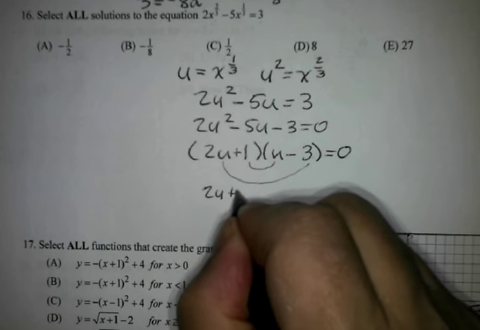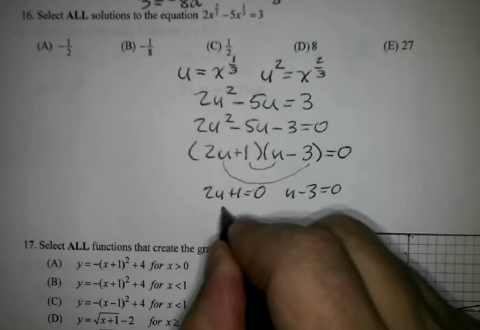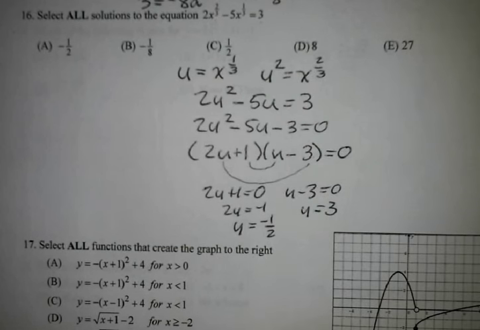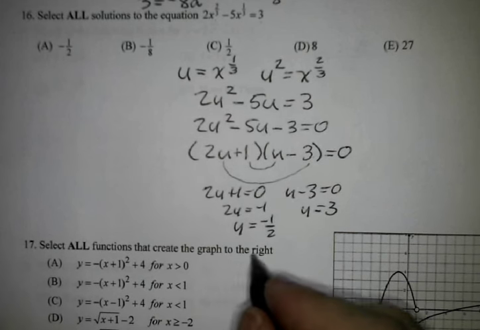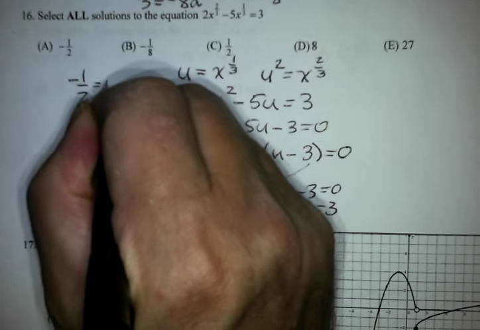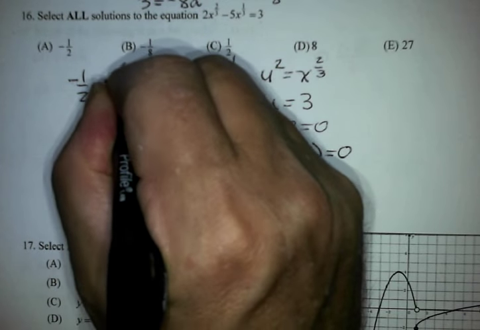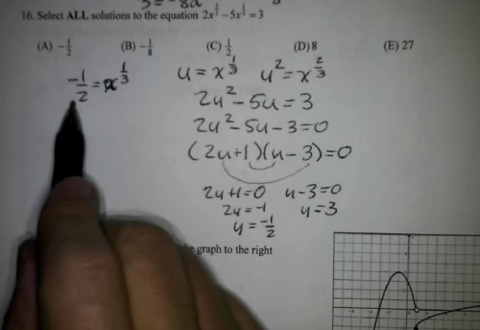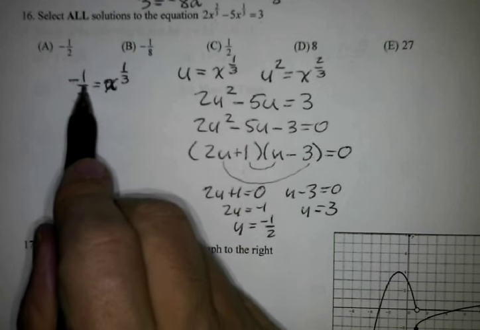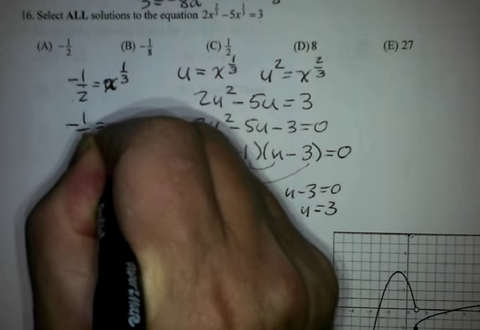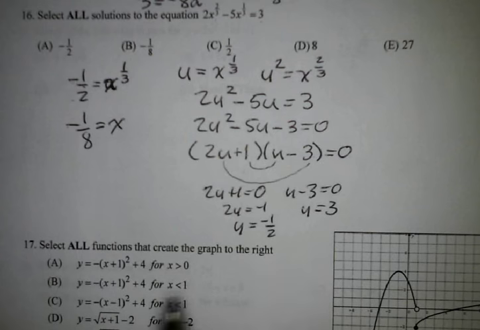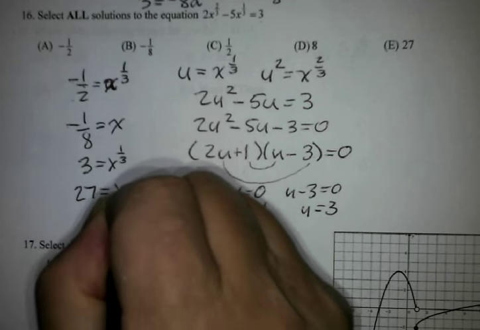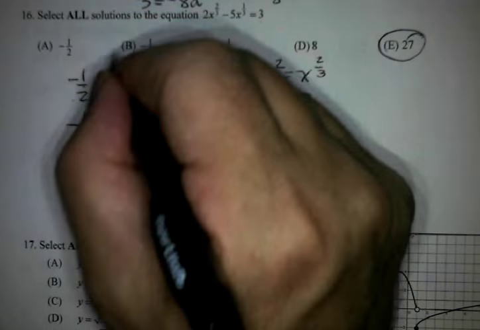So we have 2u plus 1 equals 0, u minus 3 equals 0, 2u equals -1, u equals -1/2, and I get u equals 3. Okay, now I'm going to come back up here. If u equals -1/2, and we said u is equal to x to the 1/3, if I want to get rid of x to the 1/3, I've got to cube both sides. So the cube of -1/2, multiplying it by itself 3 times, is -1/2 times -1/2 times -1/2. That is -1/8. If I use the 3, 3 is equal to x to the 1/3, cube both sides. 3 cubed is 27. So my answers are 27 and -1/8.